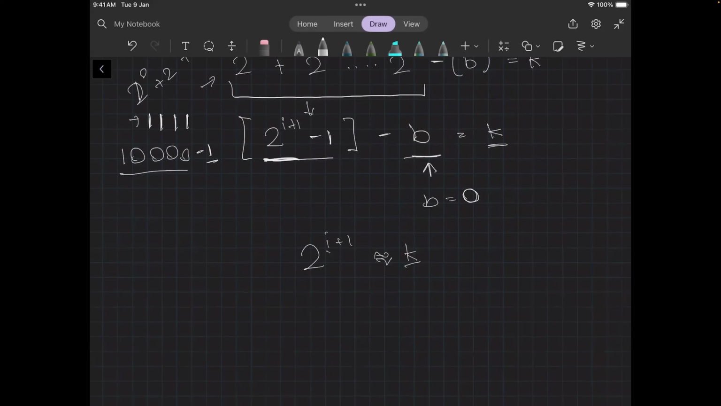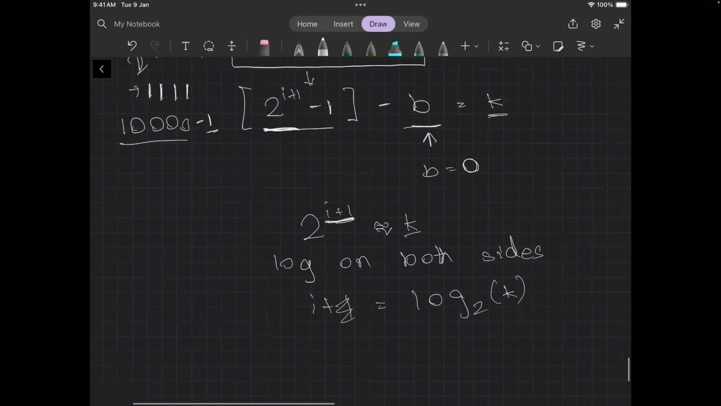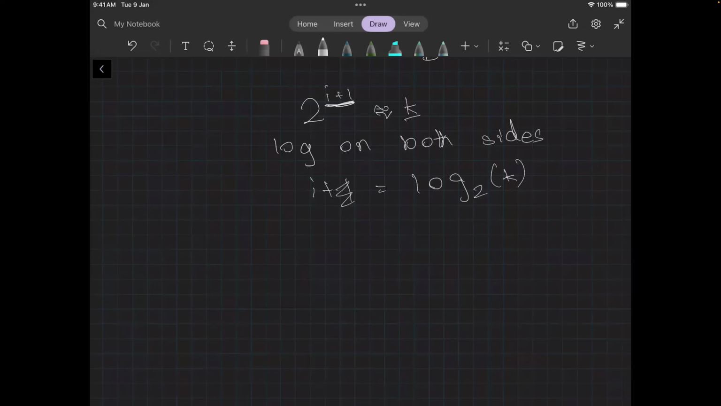So what is I, guys? We take log on both sides, right? What does this do? It gives I plus 1 is equal to log 2 of K. So we can say that the number of jumps that we took is in order of log 2K, where K is 10 raised to 9. So this is around 30, max 30.